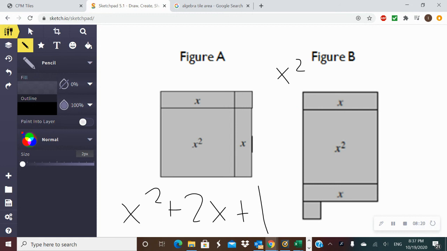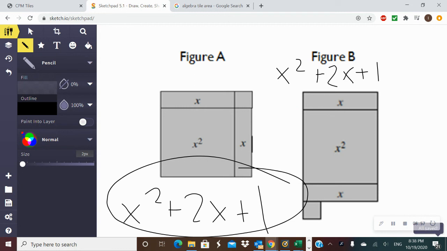Okay, now let's find the x's. We have 2 x's right here, right here. So we have 2 x tiles. So that's going to give us 2x. So we're going to add 2x. So x squared plus 2x. And now, as you can see, there is 1 unit tile over here. So that is just going to be 1. So as you can see, that actually turned out to be the same exact answer as figure A. Figure A's answer is x squared plus 2x plus 1. Figure B is also x squared plus 2x plus 1.